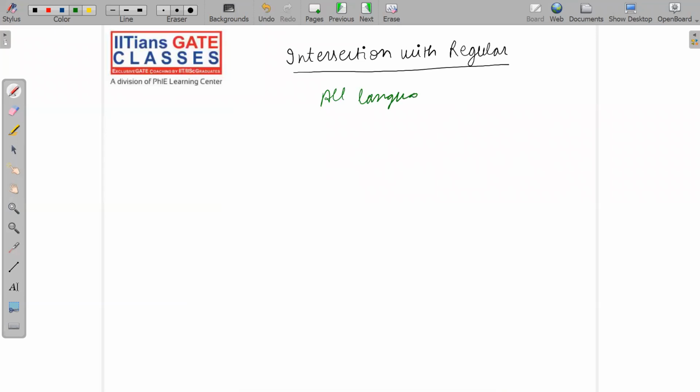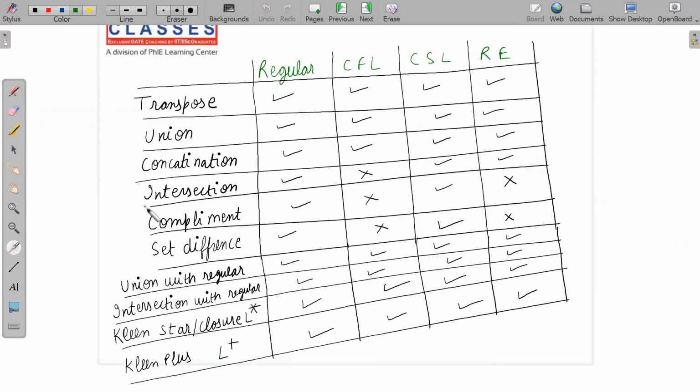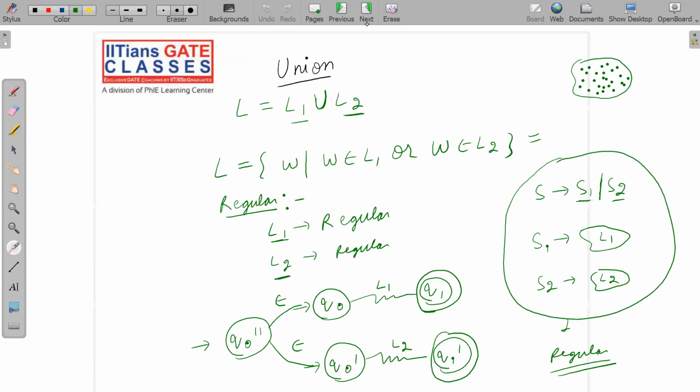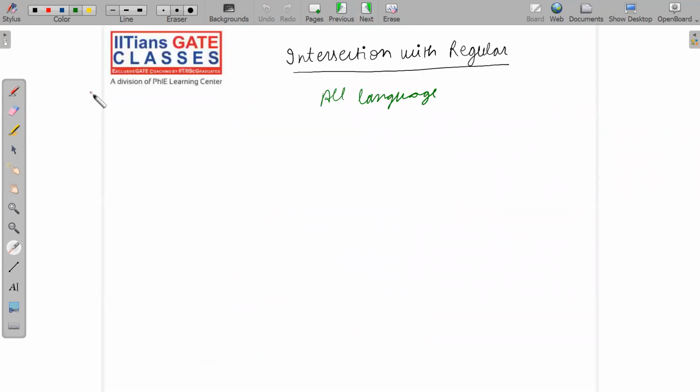I think you have made the table by now. So please, I won't shift again and again to the table. Or let me show you just one time. Set difference, we have already proved. Union with regular, all are closed. Intersection with regular, all are closed. Okay. Now, let's move to the next slide.